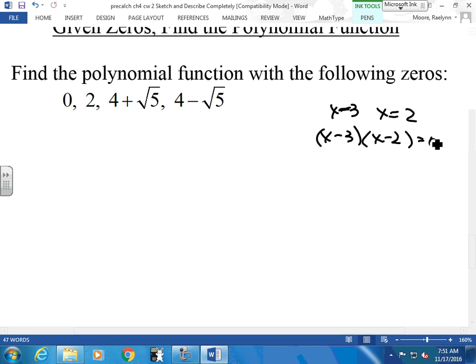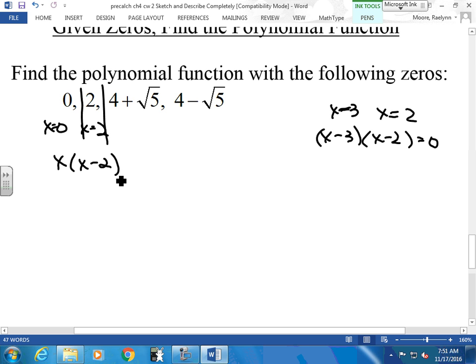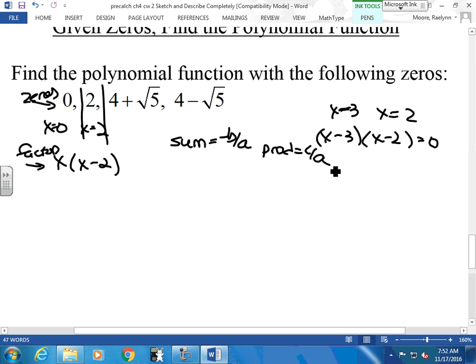So we were kind of stuck with these. But we said this was doable. x equals 0, x equals 2. So you found your factors. Here's the difference. These are zeros. These are factors. Okay? And how did we get that? We did the sum and the product. So sum is negative b over a. Product is c over a.